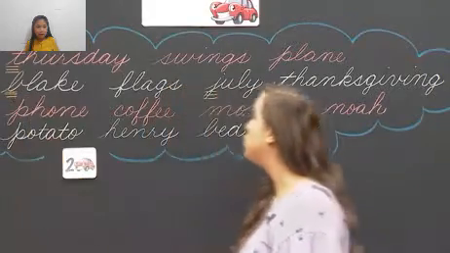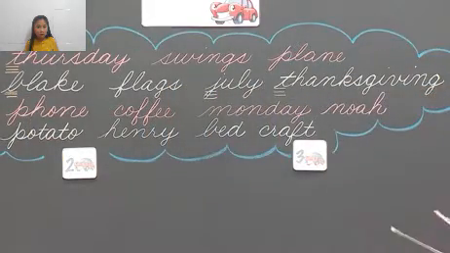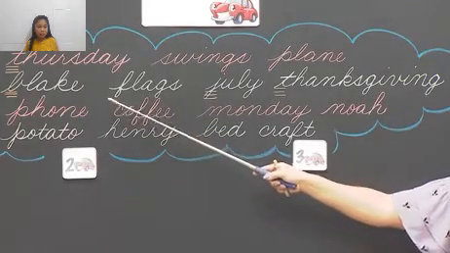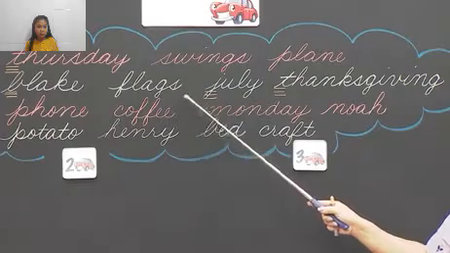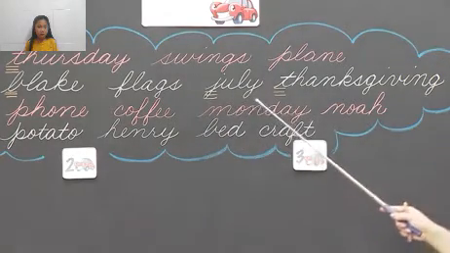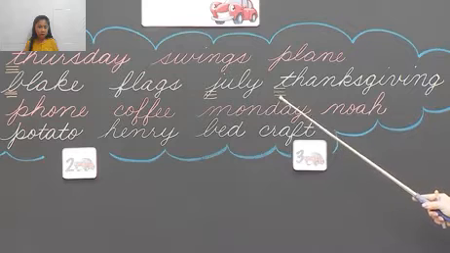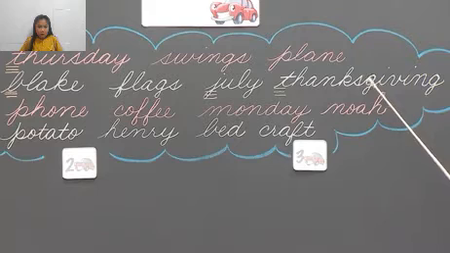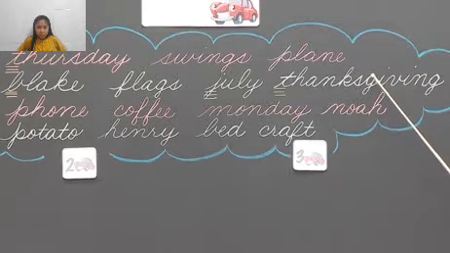And all of these would be nouns. The word Blake is the name of a person, place, or thing. Which one would it be, Tyra? A person. Good. What about flags? Person, place, or thing. Madison? Thing. Good. July, person, place, or thing. Adriana? Thing. Thanksgiving, person, place, or thing. Kathleen? Thing. Thing is correct.